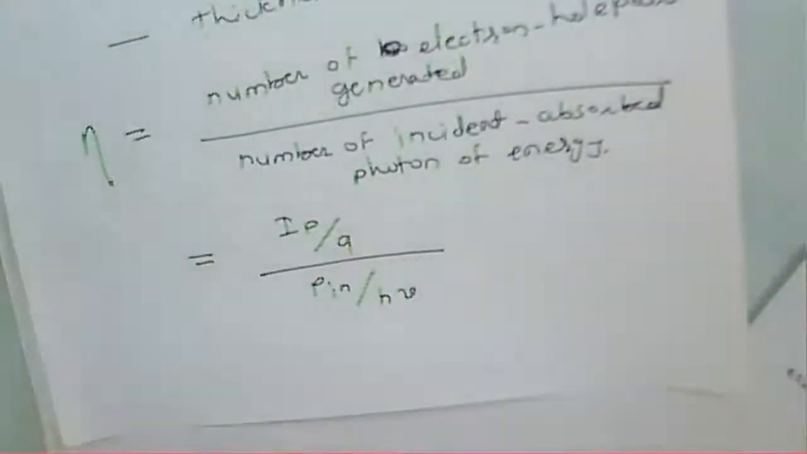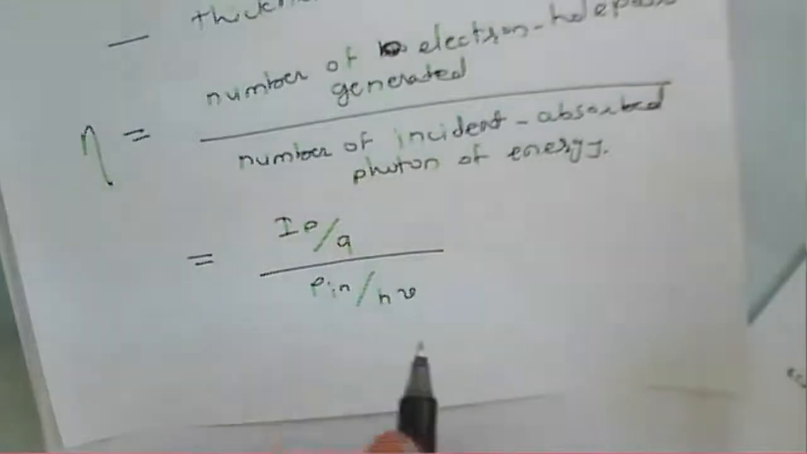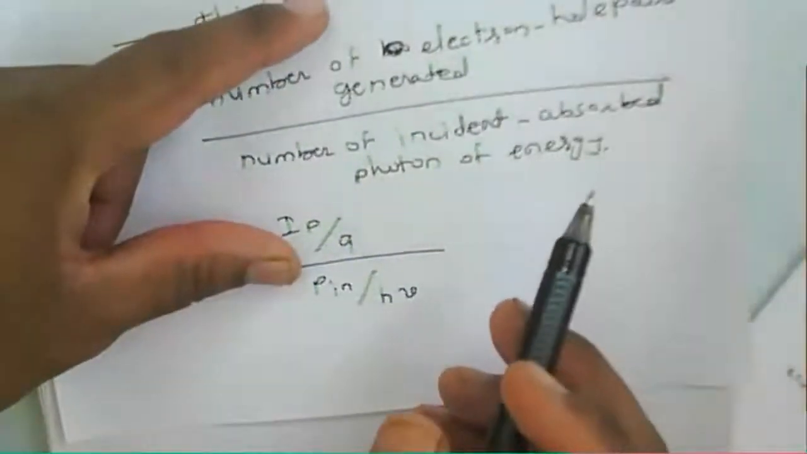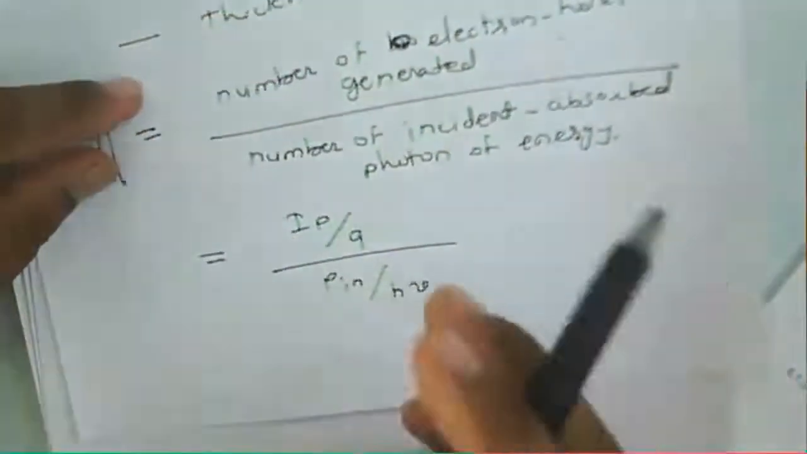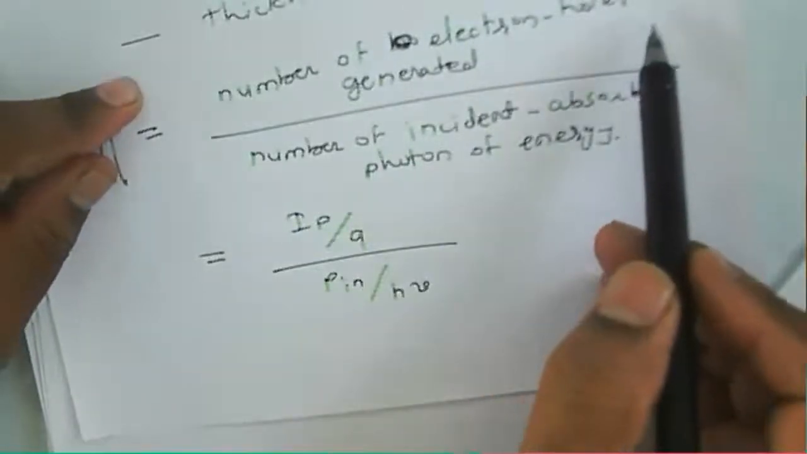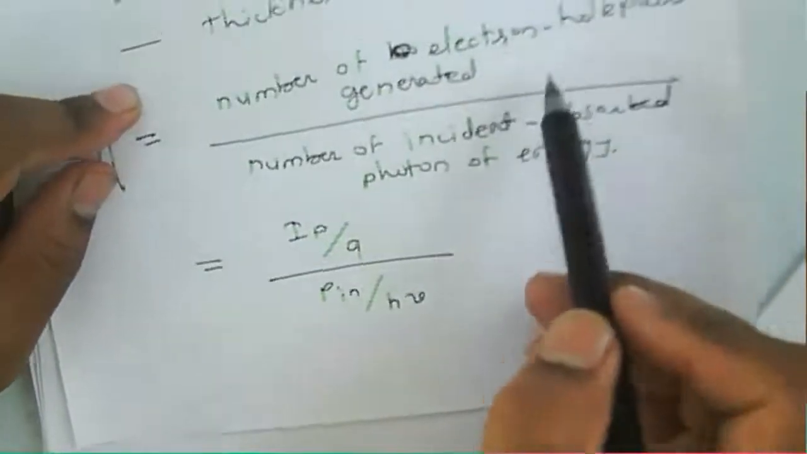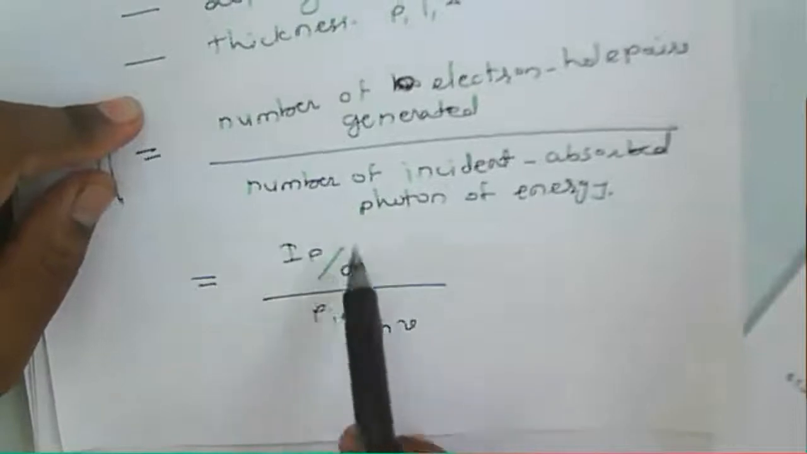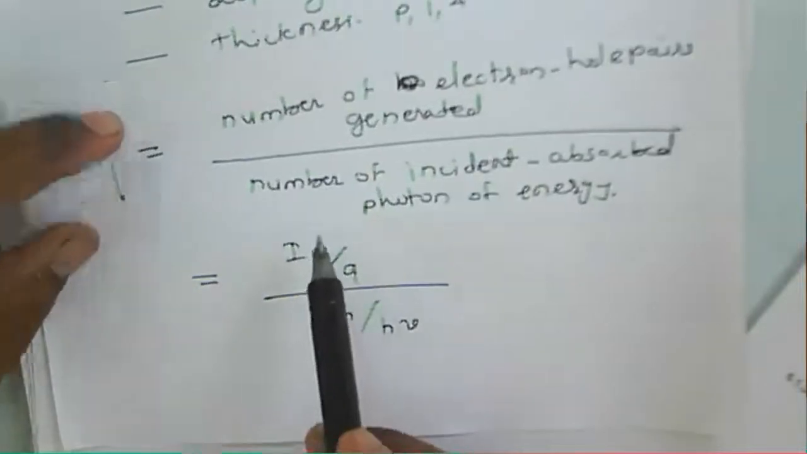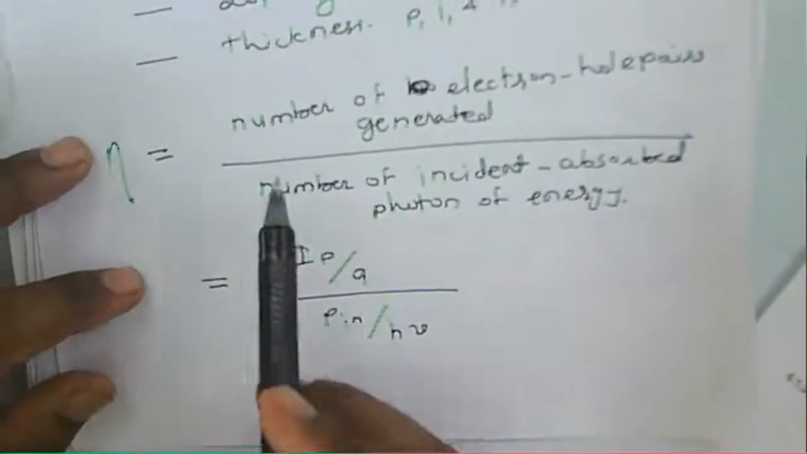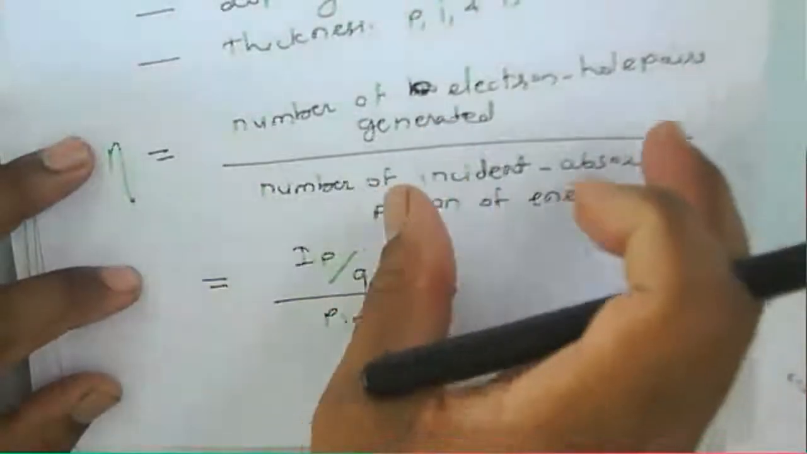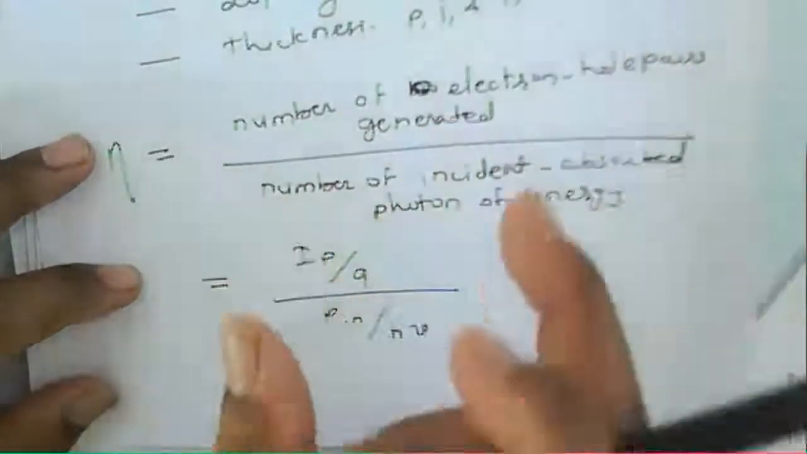For a practical diode, when a photon is incident on the PIN diode, it will generate an electron and hole pair. Because of that generation of electron-hole pairs, it will generate current. So we should know how many electron and hole pairs are generated inside the particular photodiode.